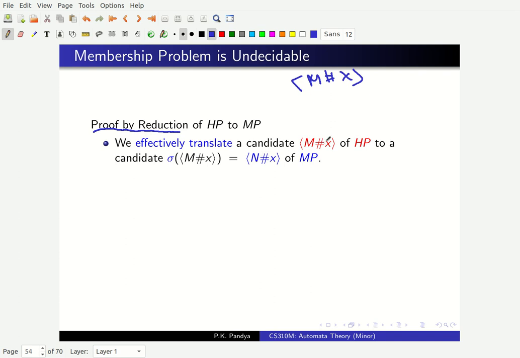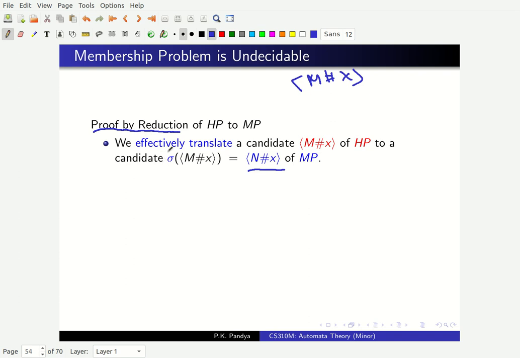That is, we do some surgery to this MX pair. We don't know the answer to this question, but we will do some transformation of this MX pair and generate a new pair called NX. And this transformed problem we will give to this MP machine, right? Assuming that such an MP machine exists. So we will not give the original problem to MP, but we will transform the problem MX into NX and give it to this MP, right?